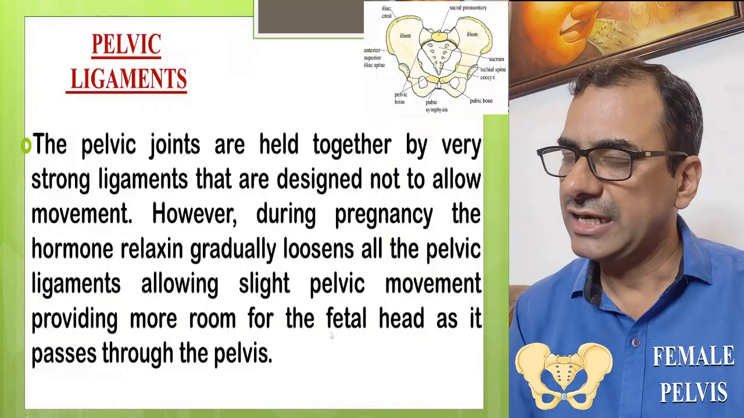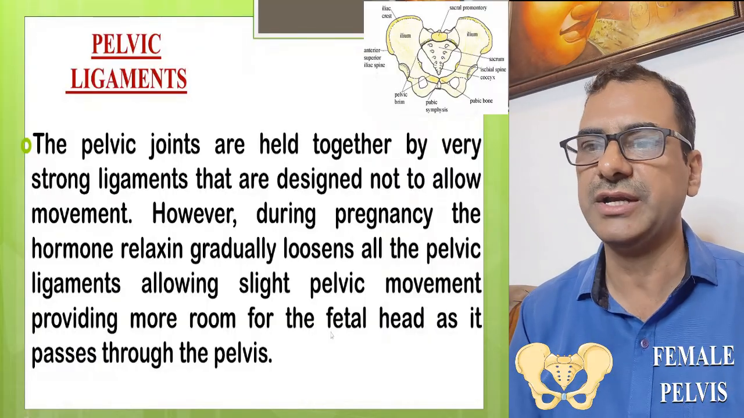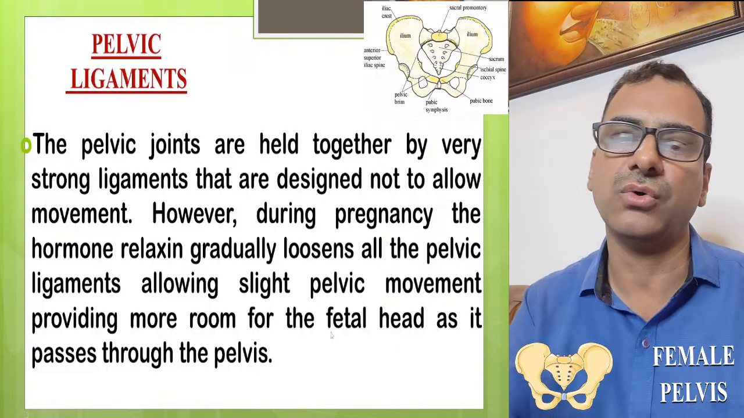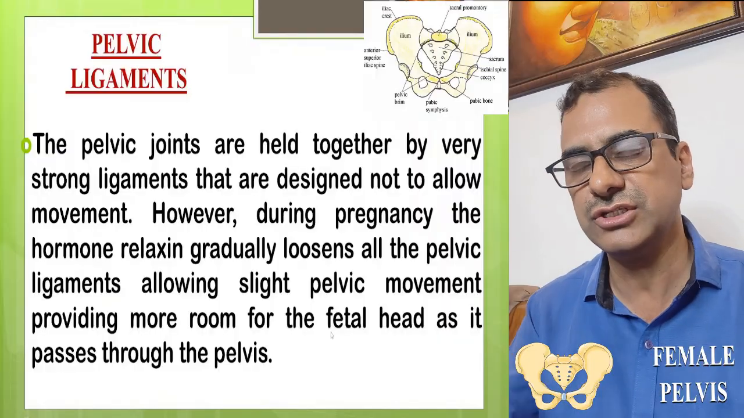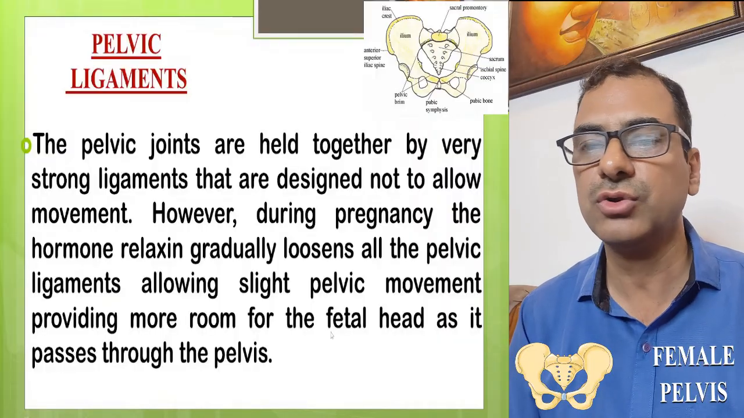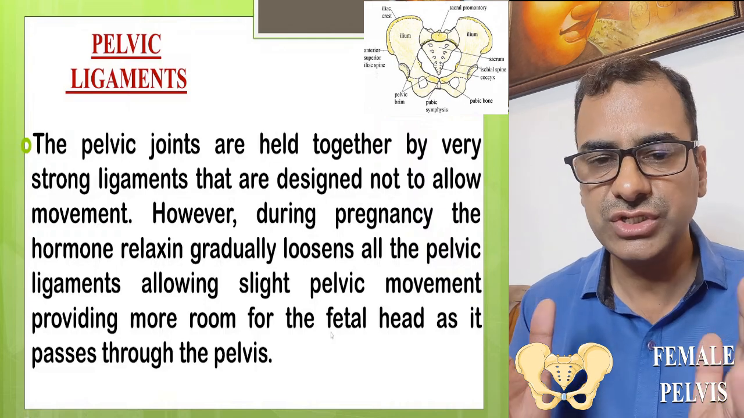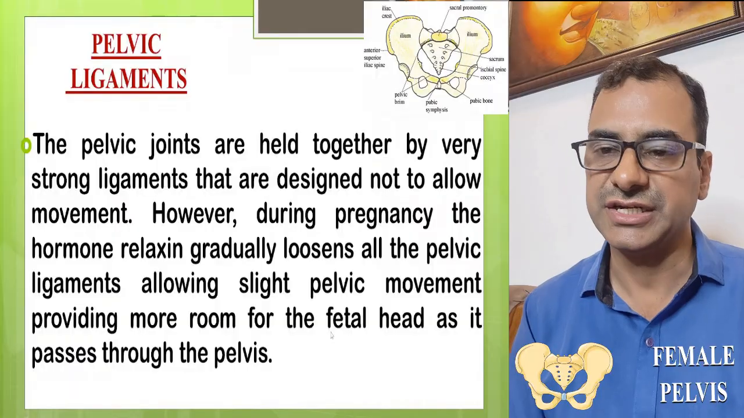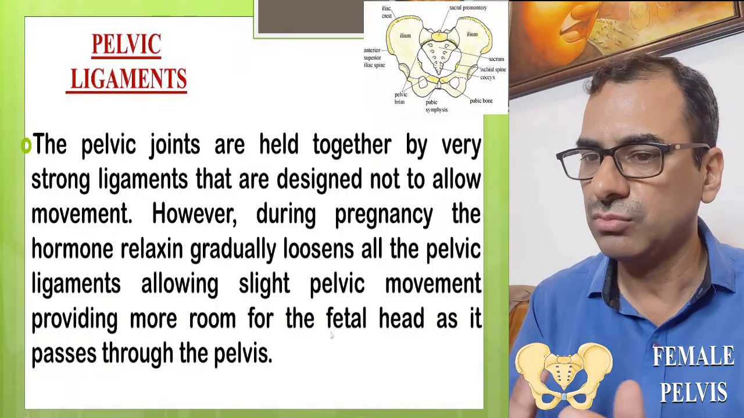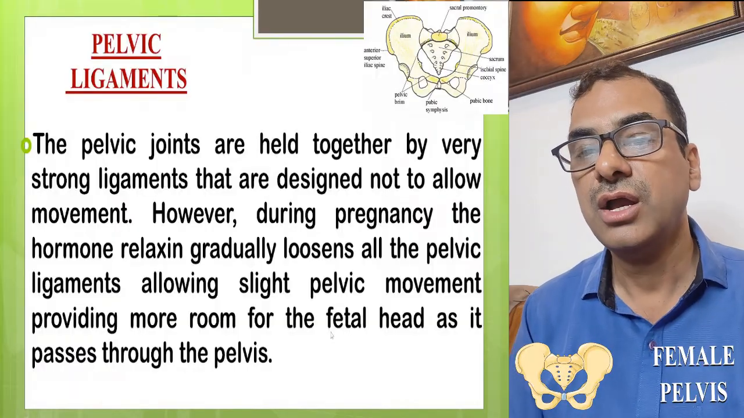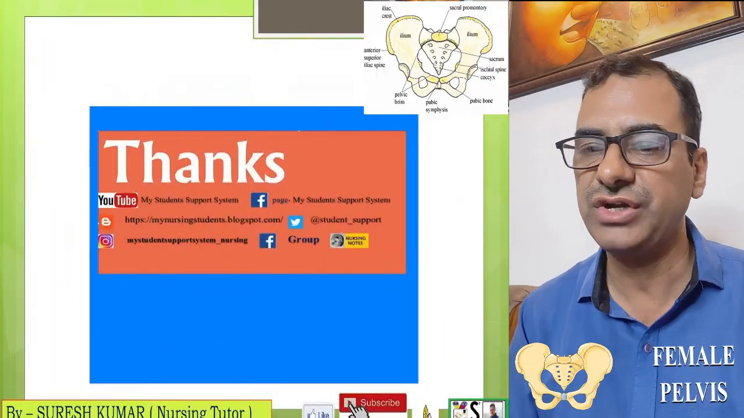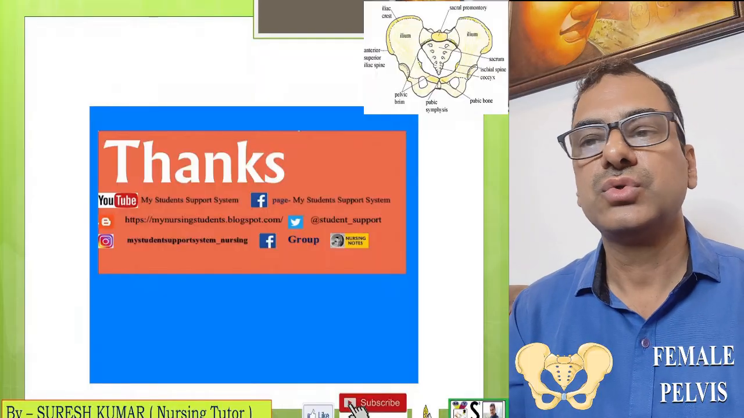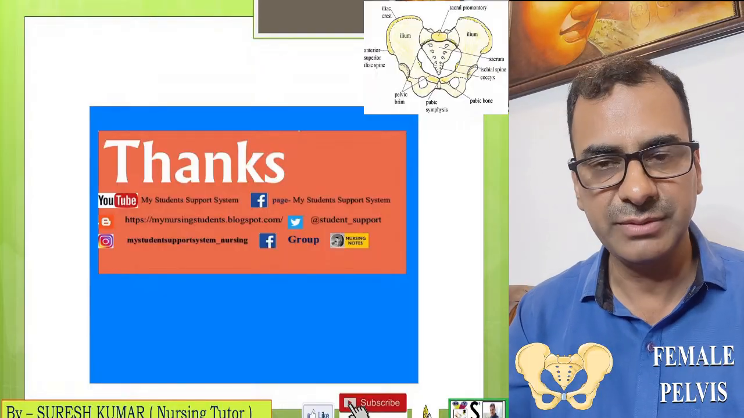The pelvic joints are held together by these very strong ligaments and are designed not to allow movements. However, during pregnancy or at the time of delivery, the hormone relaxin is secreted, which gradually loosens these ligaments and provides some movement in the pelvis, and provides more room for the fetal head to pass through the pelvis. So this is the anatomy of the female pelvis.